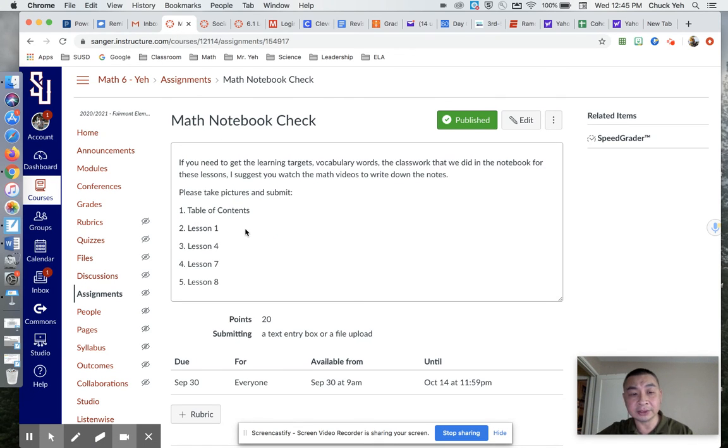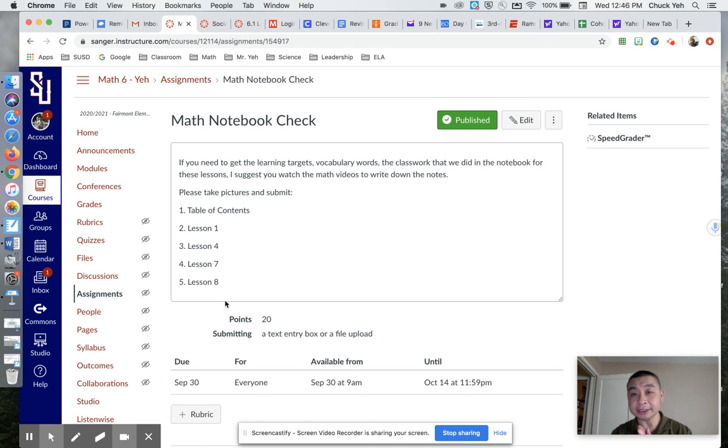Your homework is to do the notebook check. You're going to take pictures and submit table of contents, lesson 1, lesson 4, lesson 7, and lesson 8. Those 5 pictures. If you need to get the learning targets, vocabulary words, the classwork that we did in the notebook, you need to watch the videos to write down all the notes. I mean, to get 20 points, you need to have everything. Okay, so if you need to go back and watch the videos and write down the notes, make sure you do that.